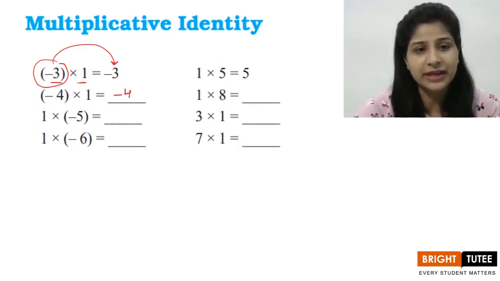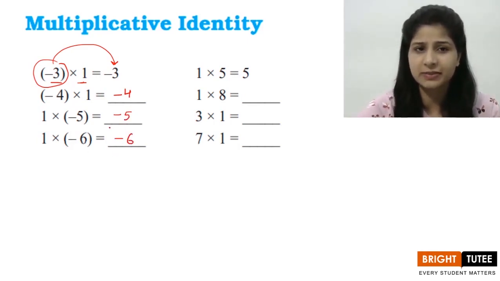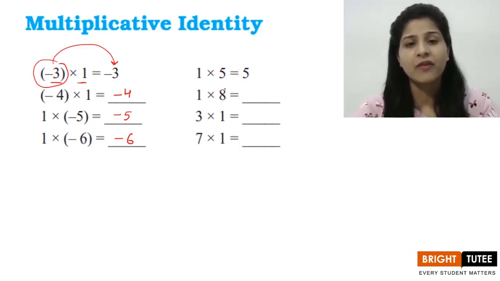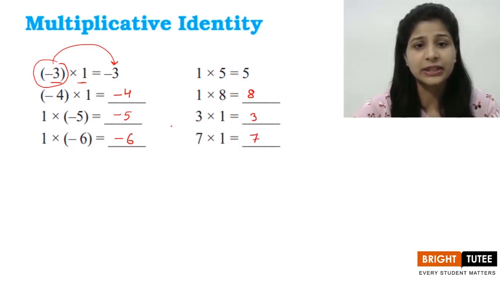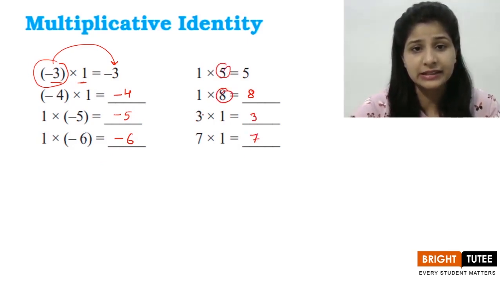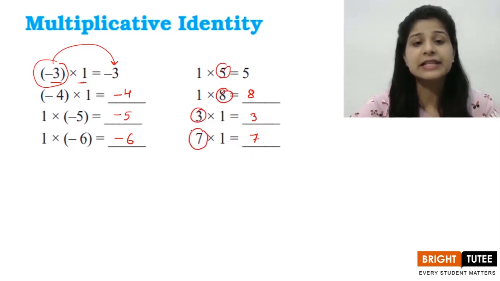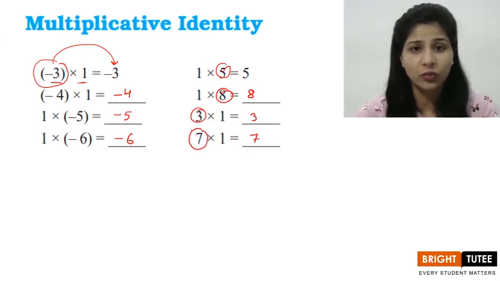Yes, we are going to get minus 4. 1 into minus 5 would be, students, minus 5. And you know this is going to be minus 6. This multiplication is very easy. 1 into 5 is 5. 1 into 8 is 8. 3 ones are 3. And 7 ones are 7. You see, here the answers. Yes, you are multiplying any integer with 1.